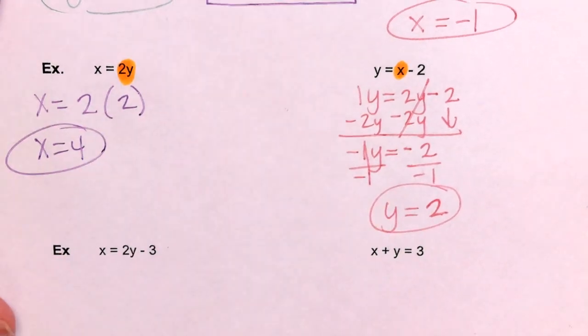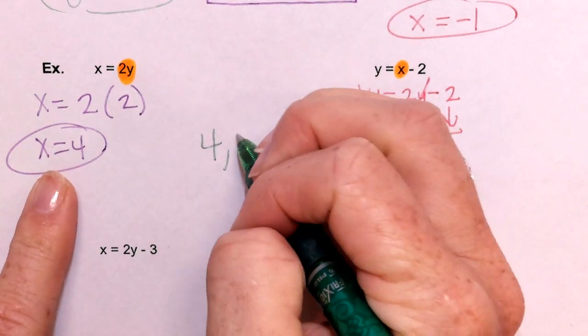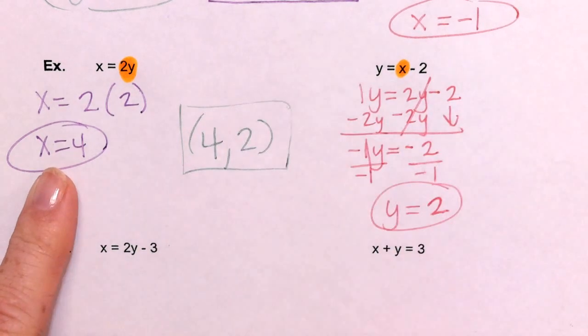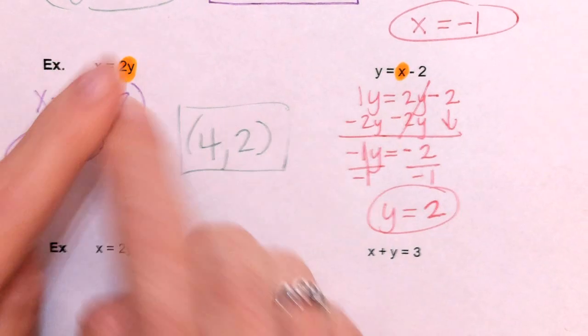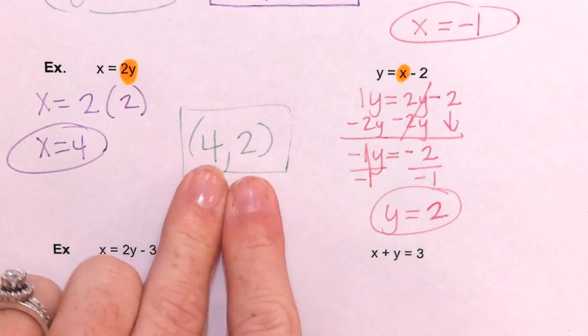Do I now have both parts of the coordinate? So my final answer is 4, 2. Again, if I graphed this equation and then I graphed this equation, they would be two lines that would meet. Where would they meet at? 4, 2.